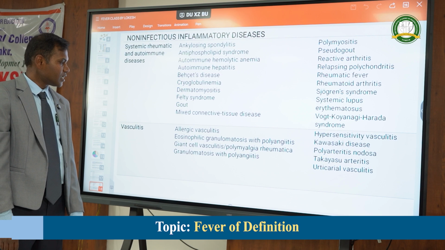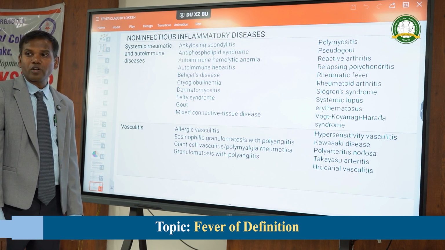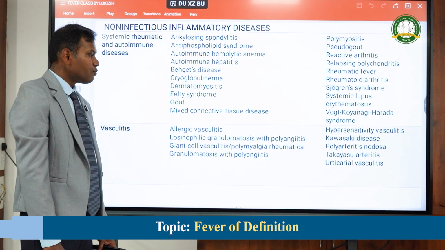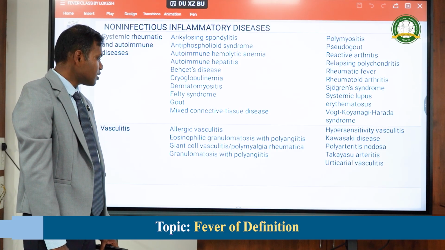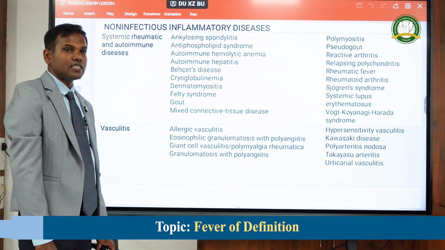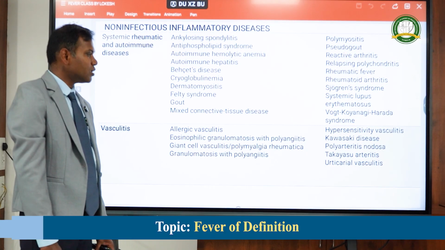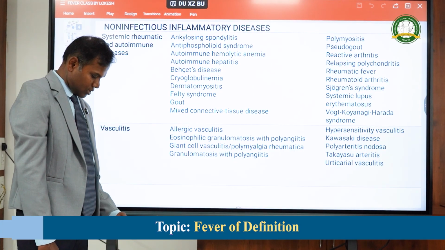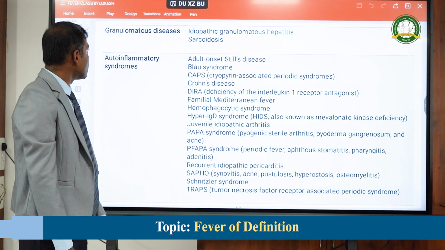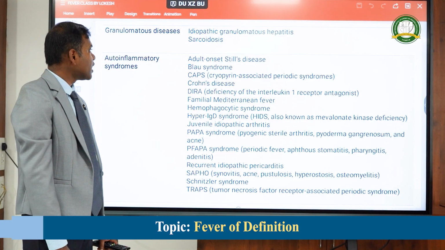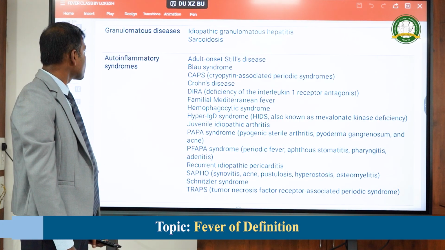You have allergic vasculitis, eosinophilic granulomatosis with polyangiitis, giant cell vasculitis, polymyalgia rheumatica, and granulomatosis with polyangiitis. Hypersensitivity vasculitis, Kawasaki disease, polyarteritis nodosa, Takayasu's arteritis, and urticarial vasculitis. Granulomatous diseases, we have idiopathic granulomatous hepatitis and sarcoidosis.